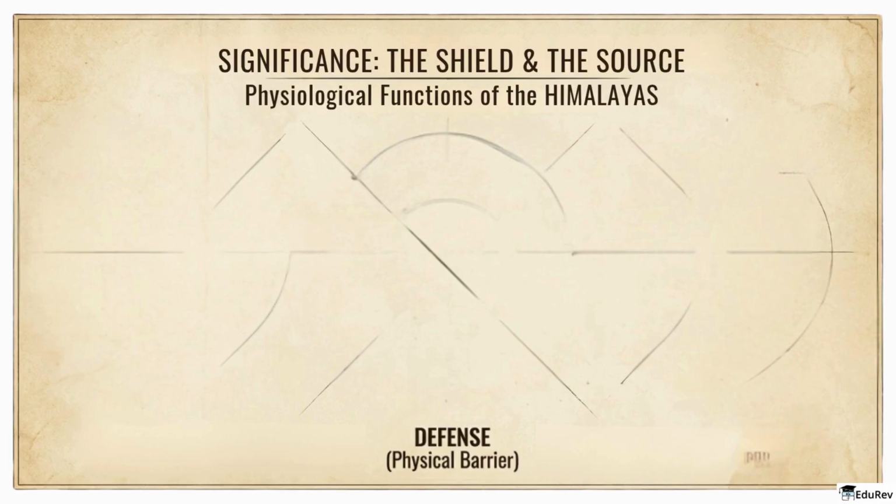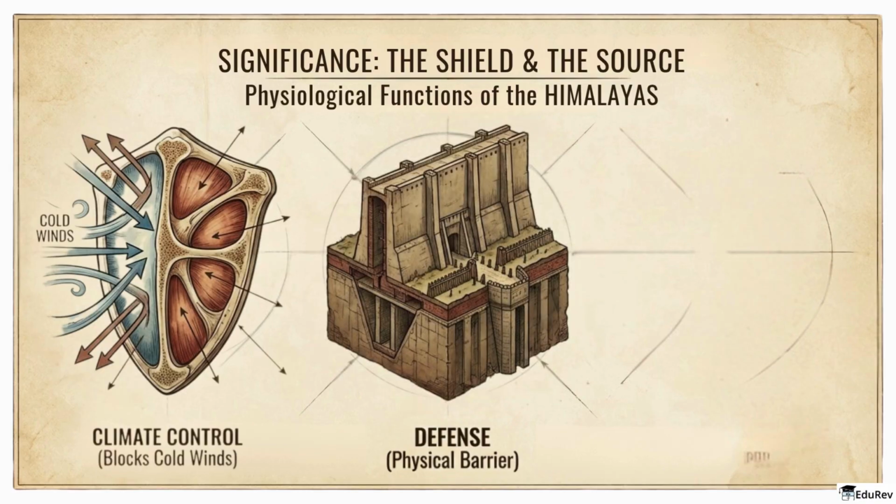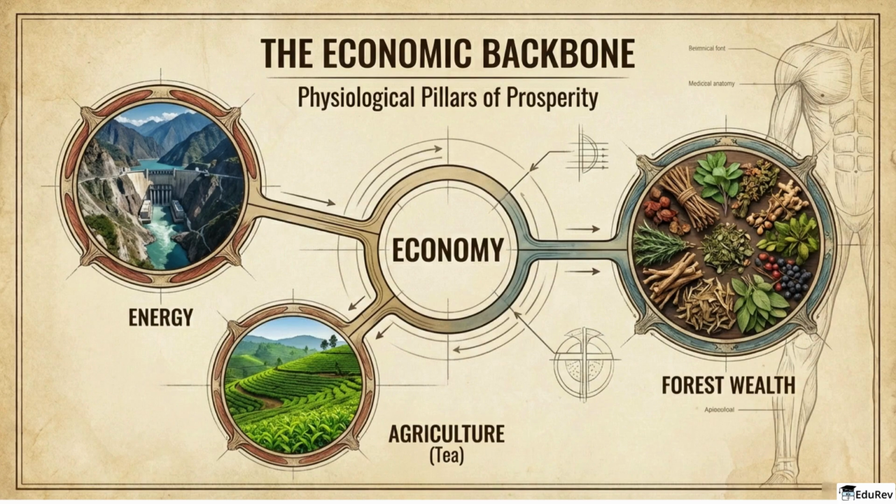Now, why do the Himalayas matter? Climate control, blocking cold winds. Defense, physical barrier. Water tower, perennial rivers from glacial melt. Students write emotional answers in mains. Examiners expect cause-effect logic. Block winds to protect climate. Glaciers to perennial rivers. Barrier to strategic security. Structured thinking scores.